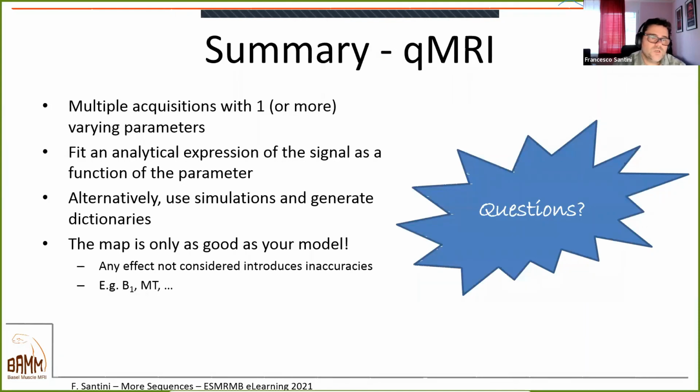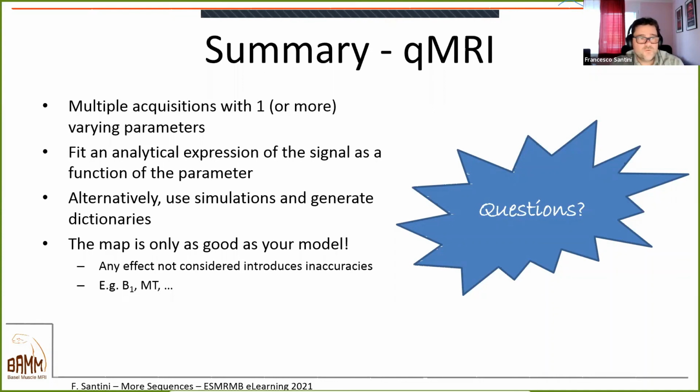And so what is important is that you acquire multiple acquisitions with one or more varying parameters. If you have an analytical expression, use that. Otherwise, you can use simulations. However, remember that the map that you obtain is only as good as your model. So if your model contains all the possible parameters that can influence your result, then you will get an accurate map. But the models often cannot take everything into account.